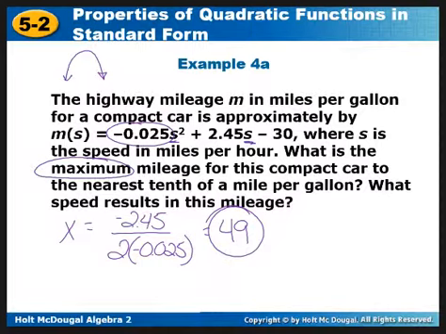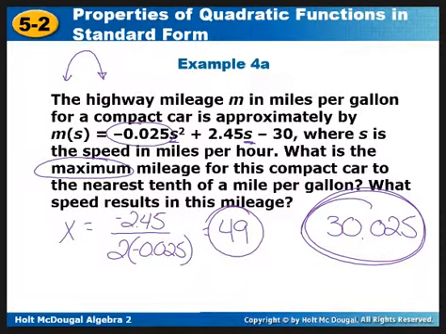I think we're probably just going to call it right around 30. I can write 30.025, but 30 would be okay depending on rounding. So that would be the Y coordinate of my vertex. To answer this question, the maximum mileage would be this number right here, the Y coordinate of my vertex. And what speed results in this mileage? Right here. 49 miles per hour would give you the maximum mileage for that particular car.